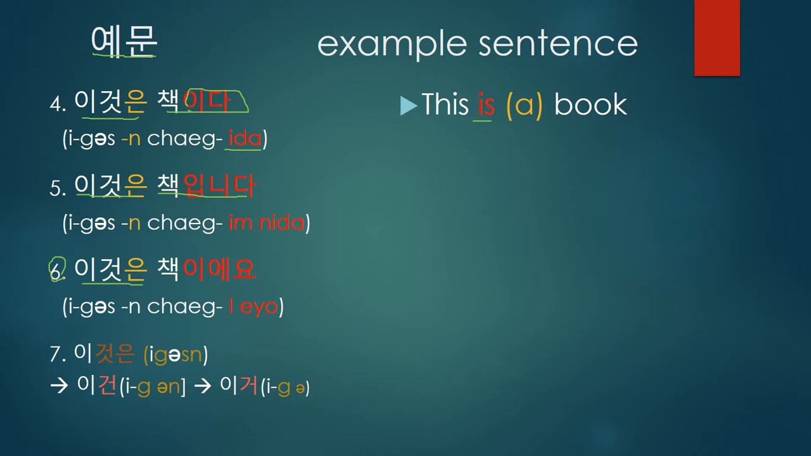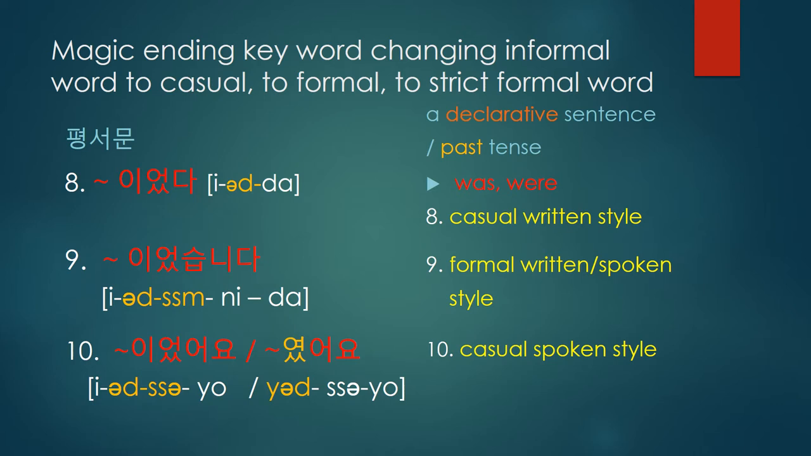I'll show you the next phase, the other expression. Okay, this slide is about the past tense. This is the form of past. Let me show you number eight. 뭐뭐 이었다 means was or were. 뭐뭐 이었다. It's a casual written style.